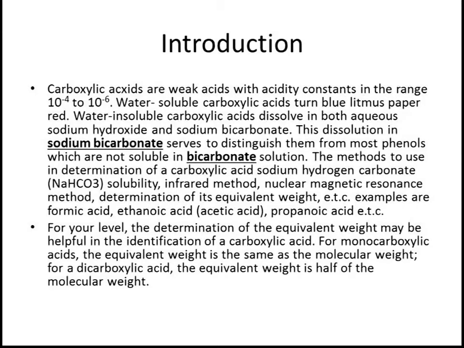The methods to use in determination of a carboxylic acid are sodium hydrogen carbonate NaHCO3 solubility, infrared method, nuclear magnetic resonance method, determination of its equivalent weight, and so on. Examples of carboxylic acids are formic acid, ethanoic acid or acetic acid, propanoic acid, and so on.